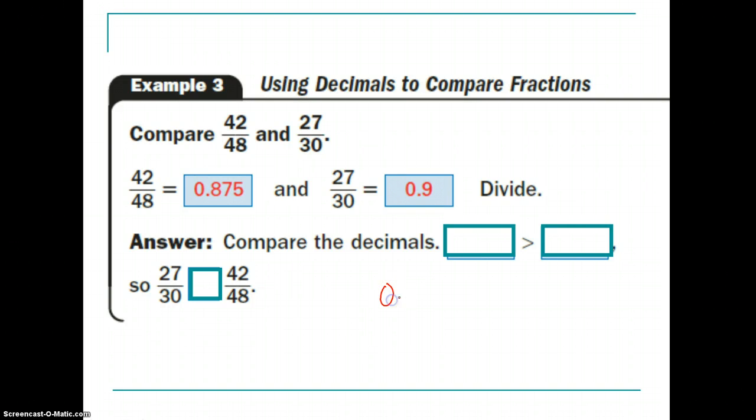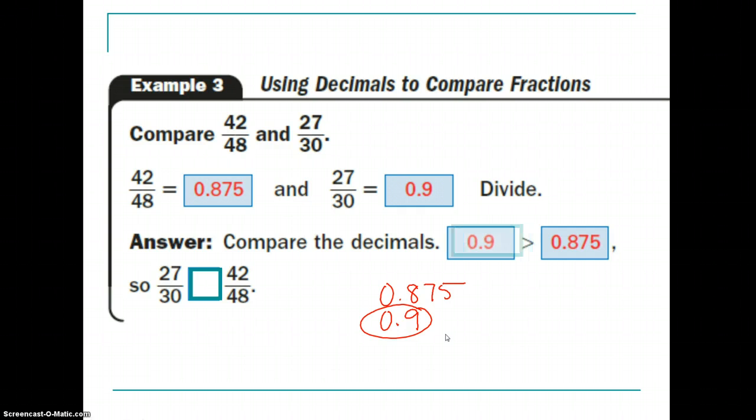When you do this, I like to line up the decimal points. Maybe take a card or your hand and put it over this number. Compare the 8 and the 9. Well, the 9 is bigger. So 27/30ths is greater than 42/48ths.